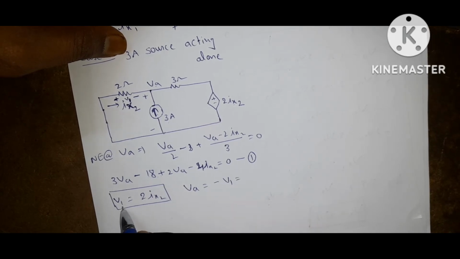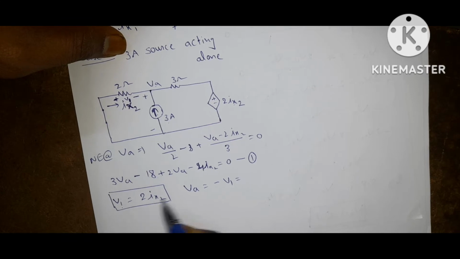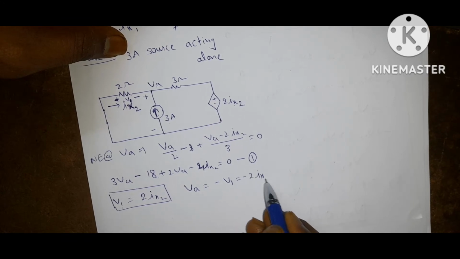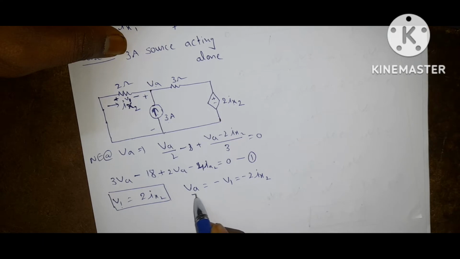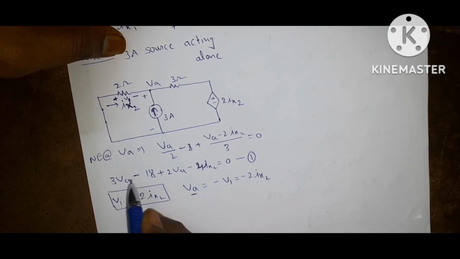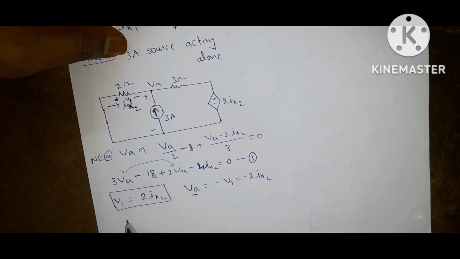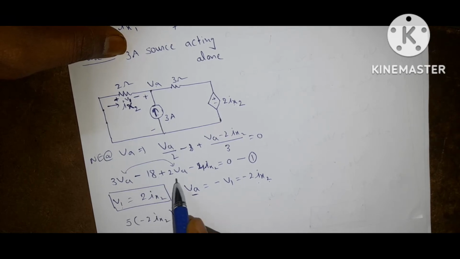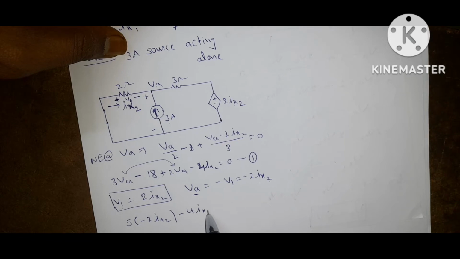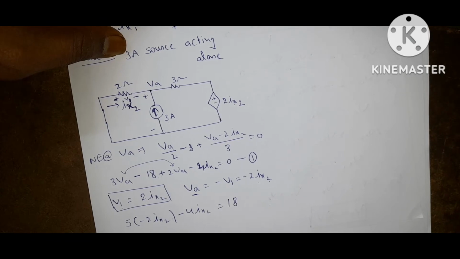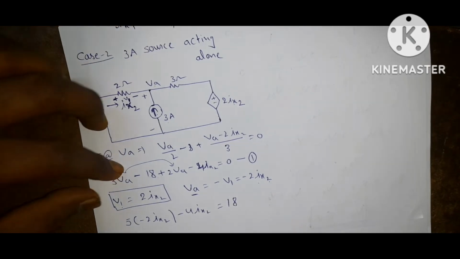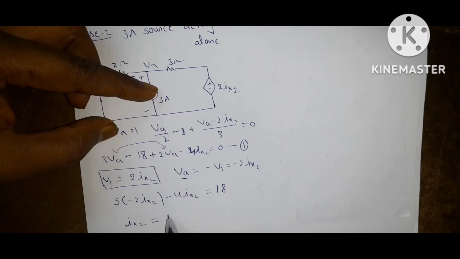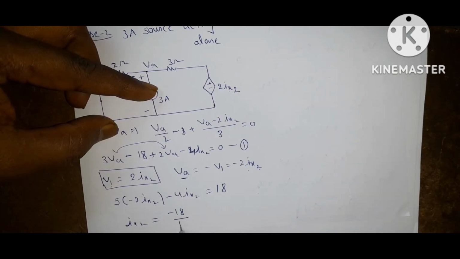Already we have V1 is 2Ix2, so VA is minus 2Ix2. Substituting into equation 1, we get 5VA, so 5 into minus 2Ix2 minus 4Ix2 is equal to 18. From this we get Ix2 is minus 18 by 14. This is minus 9 by 7 amps.